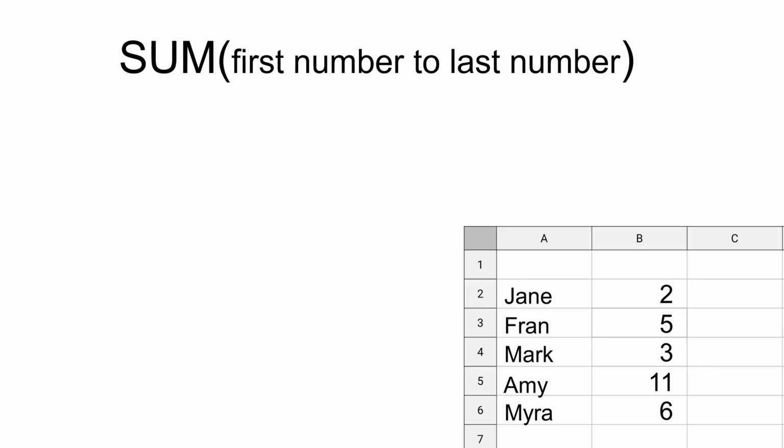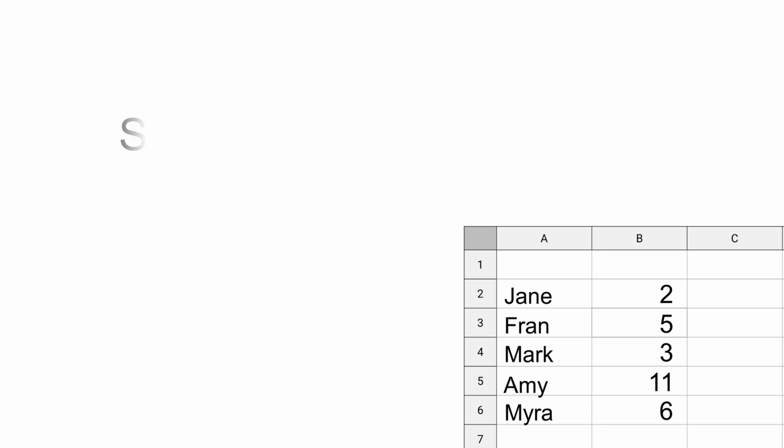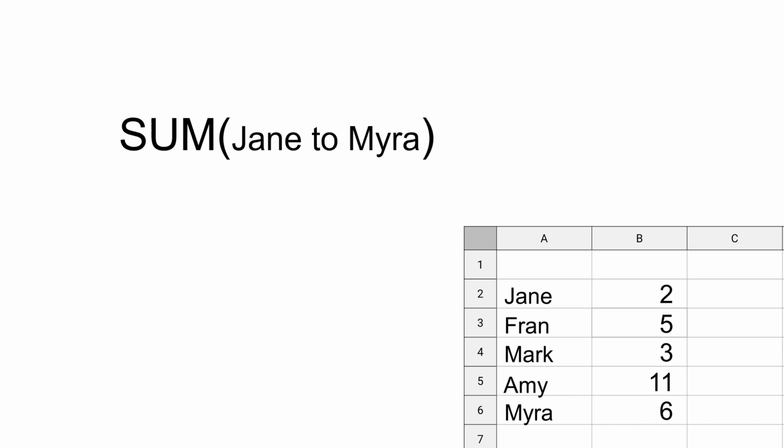To use this in a spreadsheet, you would type the word sum, and then you need a set of parentheses. And in those parentheses, you're going to tell it what to sum, the first number to the last number. In this example, the first number is Jane's number, and the last number is Myra's number. But Jane and Myra aren't numbers, so we're going to use the cell addresses. You have to use cell addresses with a function. You cannot use numbers. So we're going to start with the first cell address, B2, to the last cell address, which is B6.